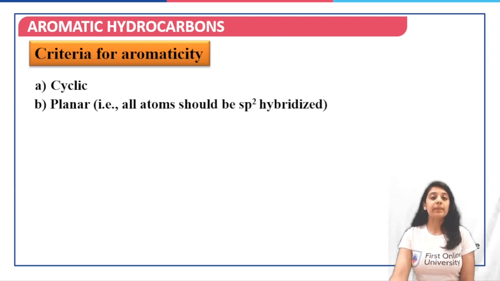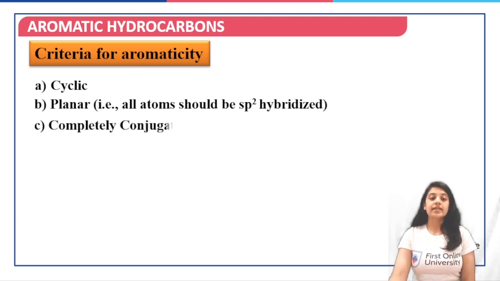Secondly, it should be planar. And when does planarity come into picture? When we have 120-degree bond angles, that is sp2 hybridized. All the atoms of this cyclic system should be sp2 hybridized. We are not talking about the hydrogen atoms that are outside the ring. We are only talking about the atoms that are present inside the ring, that are part of the ring, which should be sp2 hybridized. Then only the molecule is going to be planar. So that's the second condition. The first condition is the molecule should be cyclic. The second condition is the molecule should be planar.